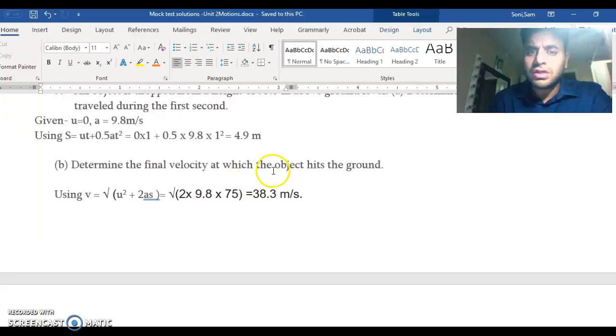Determine the final velocity when it hits the ground. It's hitting the ground, which means it has covered the complete distance, which is 75 meters. v squared is equal to u squared plus 2as, and finally you get the answer.